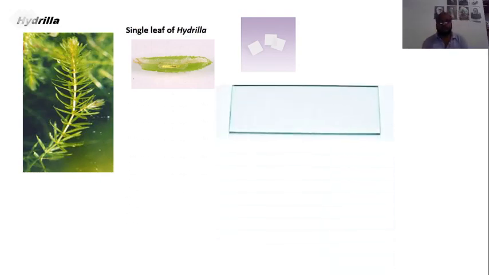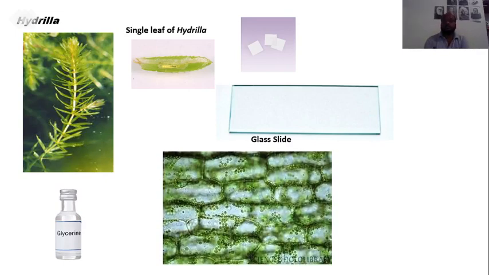The next cell is the hydrilla. You all know this is the hydrilla plant, which is a submerged hydrophyte. You take a small leaf of the hydrilla directly on the glass slide. Then you use glycerin as the mounting medium, and then put the cover slip. When you observe under the microscope, we will get such a structure.